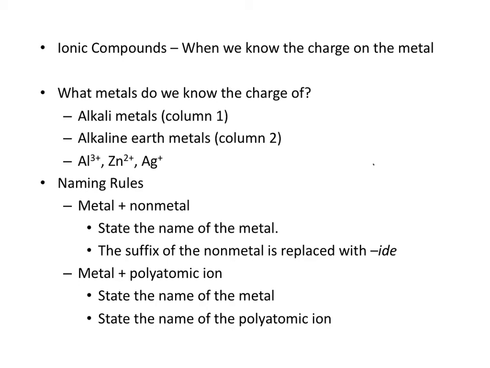Alright, so we've already done several examples writing the formulas of ionic compounds, but here we're going to go from the names to the formulas, and then also from the formulas to the names. Now, in this video, we're going to look at compounds where we specifically know what the charge on the metal is going to be. Right, and so those metals are alkali metals, which we know are going to be +1.